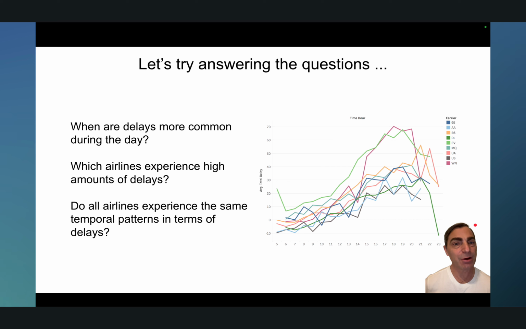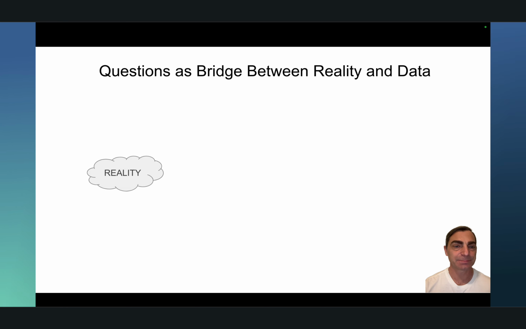So that's pretty powerful. It's a simple example, but it gives you a sense of the fact that yes, visualization can be seen as a tool to answer questions that we have and want to answer with the data. What do I mean by that?